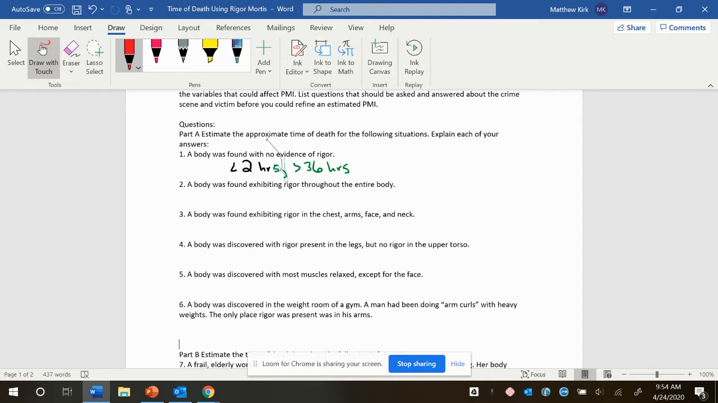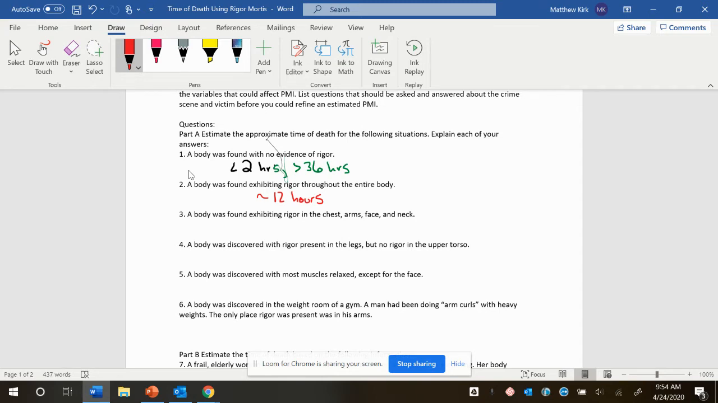Okay, so that tells us we're at peak rigor. Again, there's no mention of temperature or activity or body mass. So peak rigor, we know, takes about 12 hours. So we'd have our PMI estimate of about 12 hours in that case.